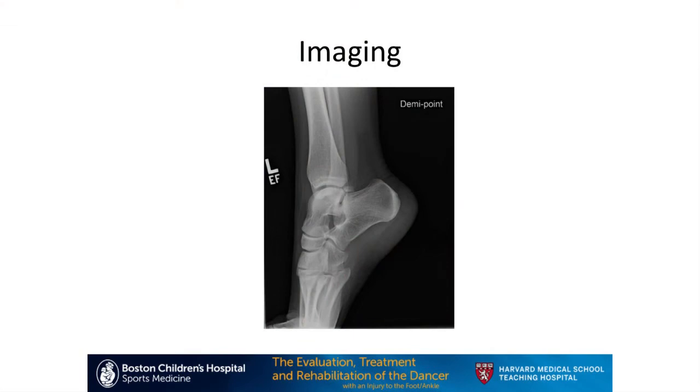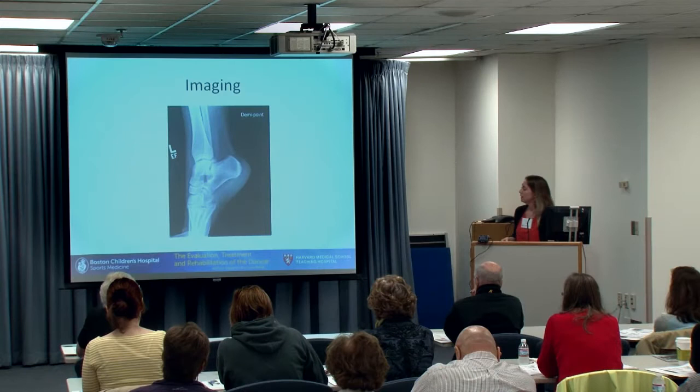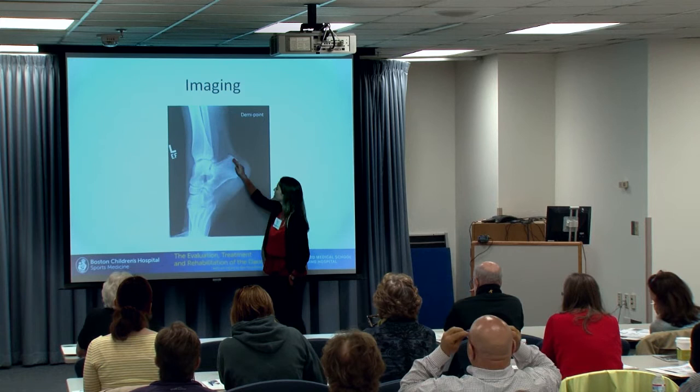And so I end up obtaining plain film radiographs, and here we have that lateral demi-point x-ray. And x-rays are great at showing us bones. They don't show us the soft tissue, but they can give us a tremendous amount of detail about bone, joint, alignment. And here we have that dancer here in demi-point. So here's her tibia, her fibula, her talus, her calcaneus. This is the back of her ankle. And what do you see? The os trigonum. Absolutely.